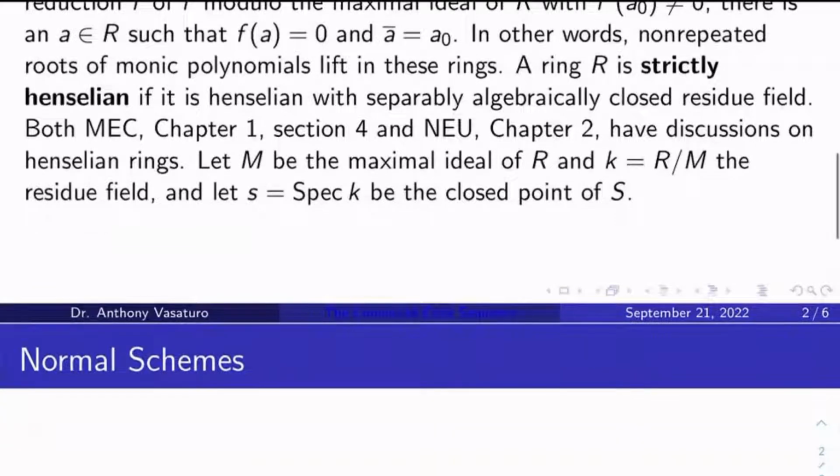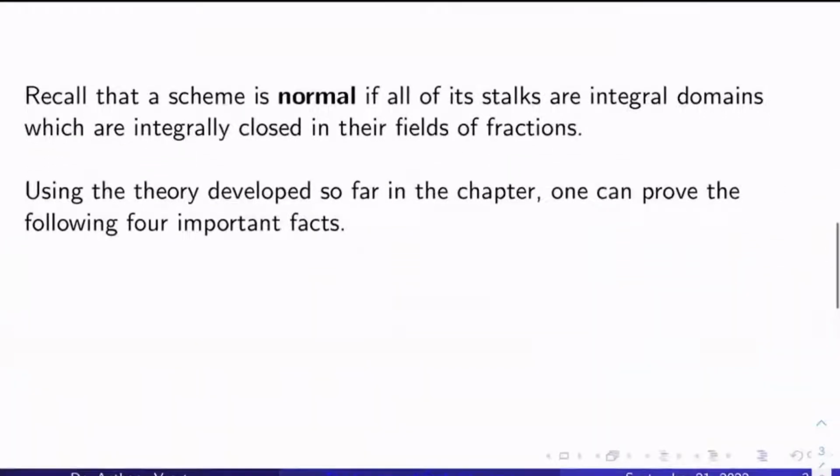We'll let M be the maximal ideal of our Henselian local ring R, and we'll let K be R mod M, which is the residue field. And then we'll set S equal to spec K, and that'll be the closed point of S. So because S is spec R, it has a generic point and a closed point, all right? And then we'll just recall that a scheme is normal if all of its stalks are integral domains, which are integrally closed in their fields of fractions.